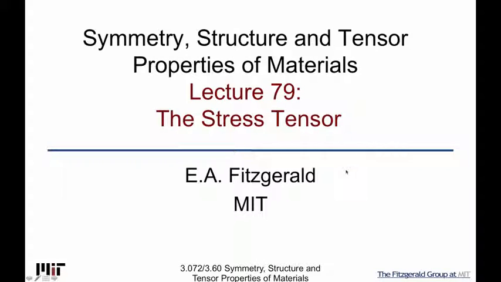Lecture 79 will discuss an important tensor for material science, the stress tensor. It is going to be a second-rank tensor, and there will eventually be a discussion, probably in the next lecture, about what this really means, because it's a bit different from some of the other tensors. Just to give you a little bit of a view forward, we've been working with tensors representing properties of materials.